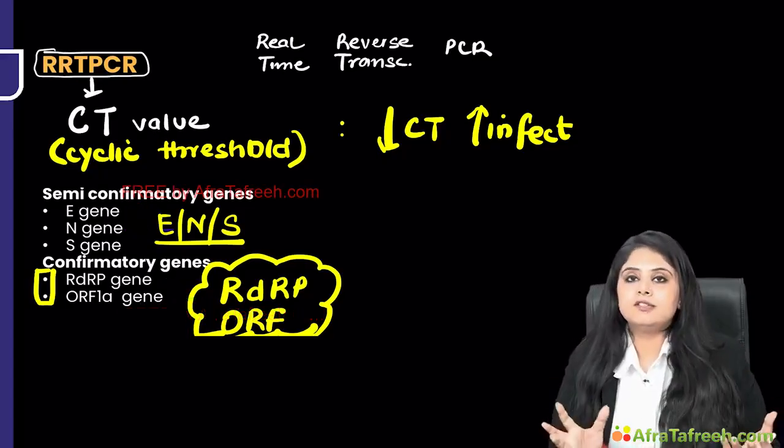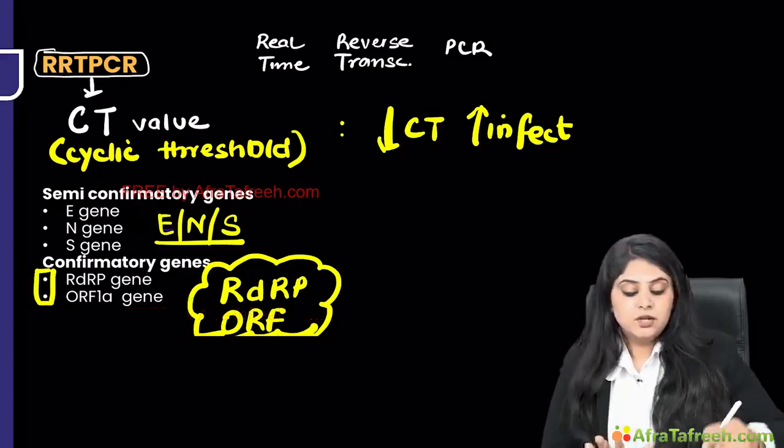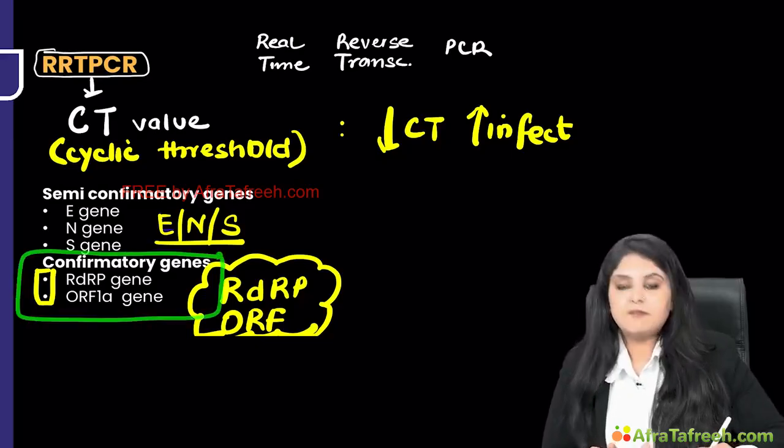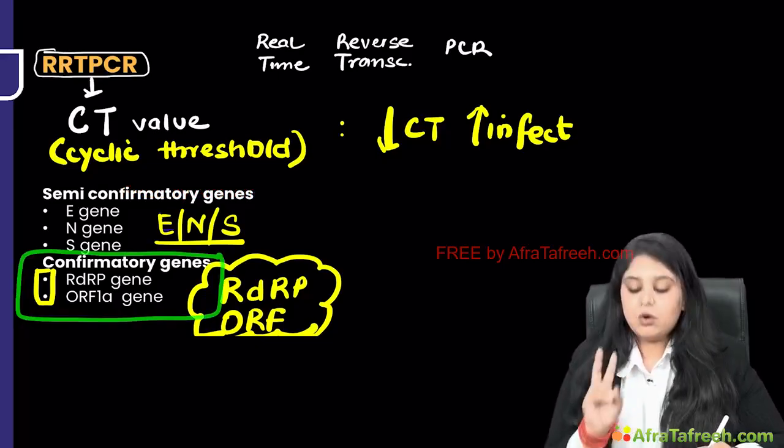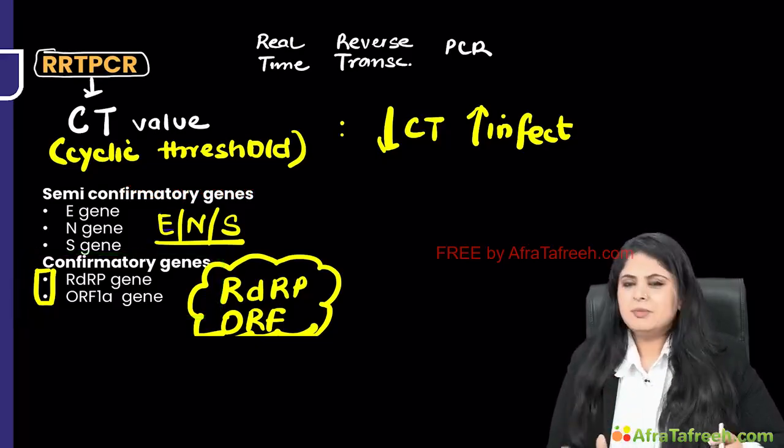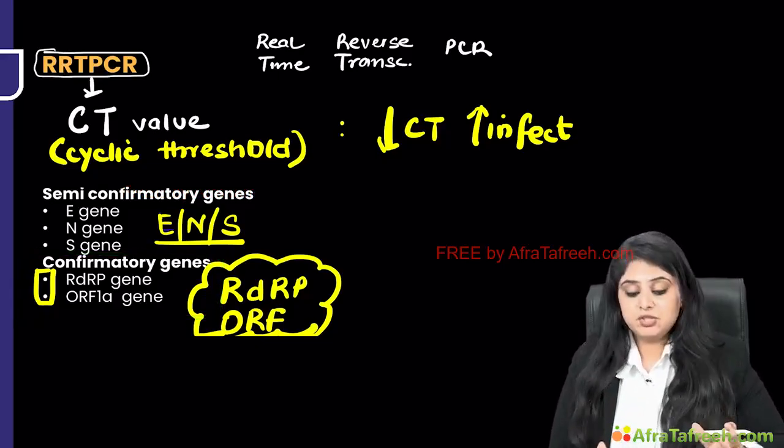So people could not understand whether they are positive or negative. So which are the confirmatory genes that you have to look out for? You have to look out for RDRP and you have to look out for ORF1 gene. So that is settled. But I don't think we remember this test as much as we remember this.